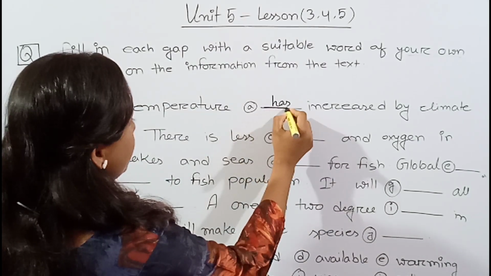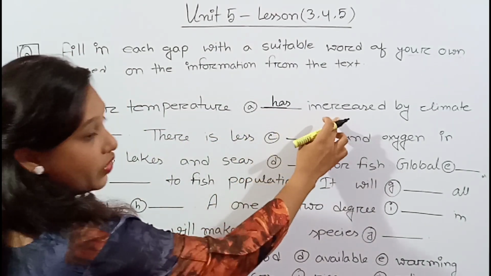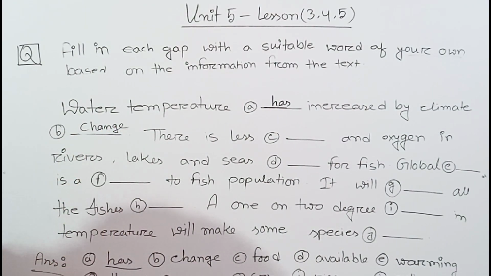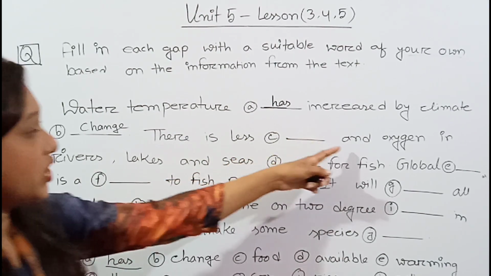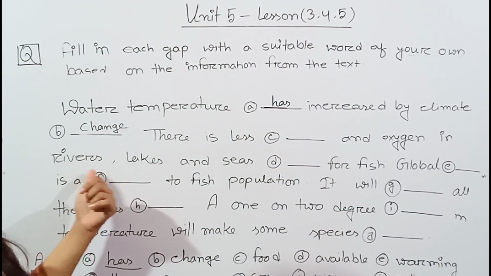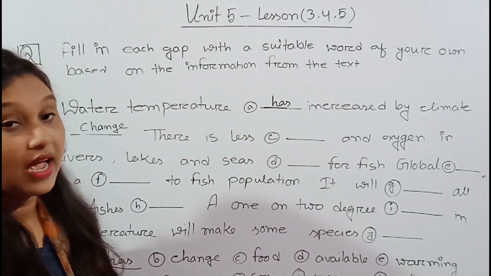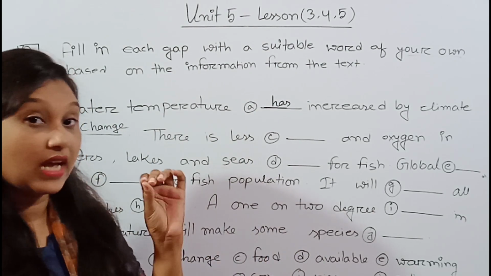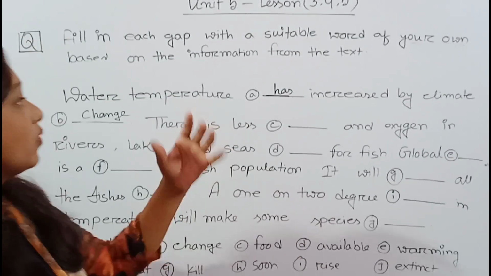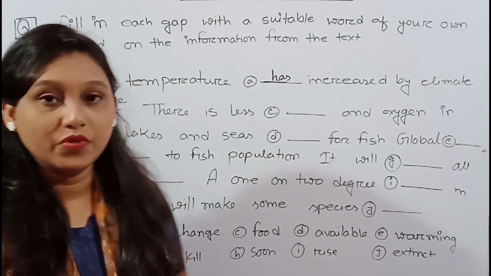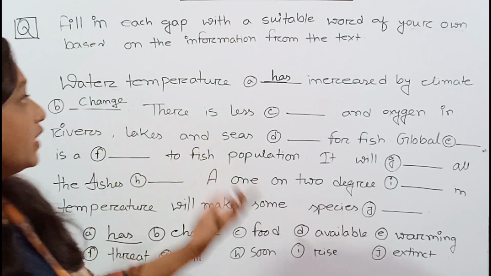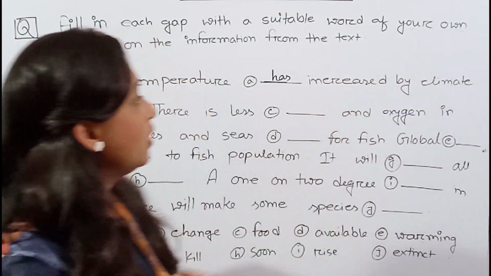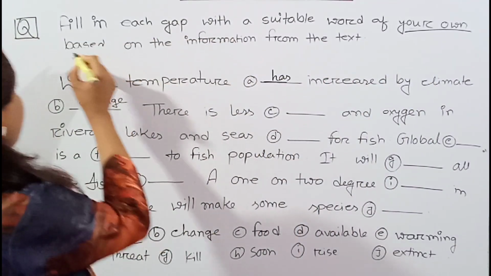here is the solution for you. Water temperature has increased by climate change. By climate change, there is less dash and oxygen in the rivers, lakes and seas. As I have already mentioned, the answer is from the text, but as I said earlier, when you are reading a passage you have to be very careful because you will not find anything exactly in the passage. And here you can see I have underlined this one, your own word.